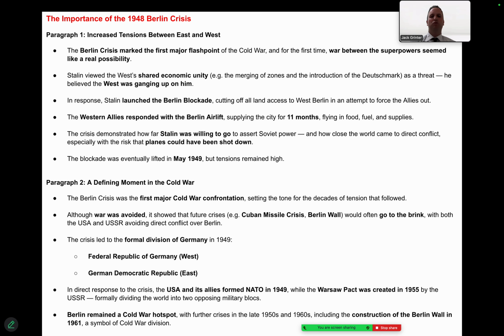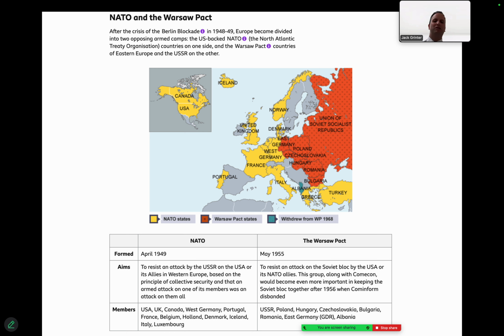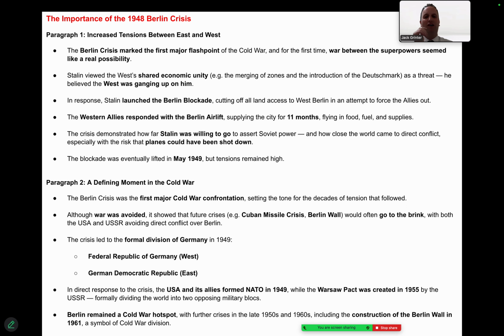So what's really important about this is we've mentioned before, after World War II, the Truman Doctrine and Cominform. Europe is now divided into two political camps. Marshall Plan, Comecon. Europe now divided into two economic camps. Now we've got NATO and the Warsaw Pact. We've now got Europe and the world divided into two military alliances.